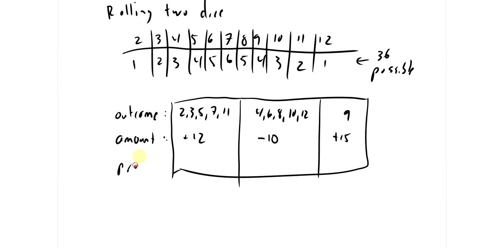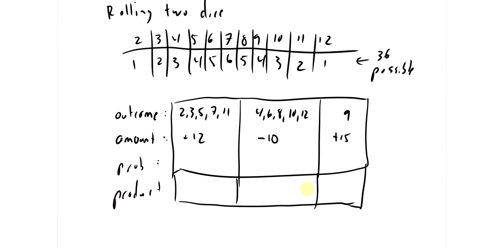What's the probability? And then the last line is the product. This is where we're going to do our calculations. What's the probability of rolling a 2, 3, 5, 7, or 11? Well, 1 plus 2, that's 3, plus another 4, that's 7, plus 6, that's 13, and 11, that's 15. So 15 out of 36.